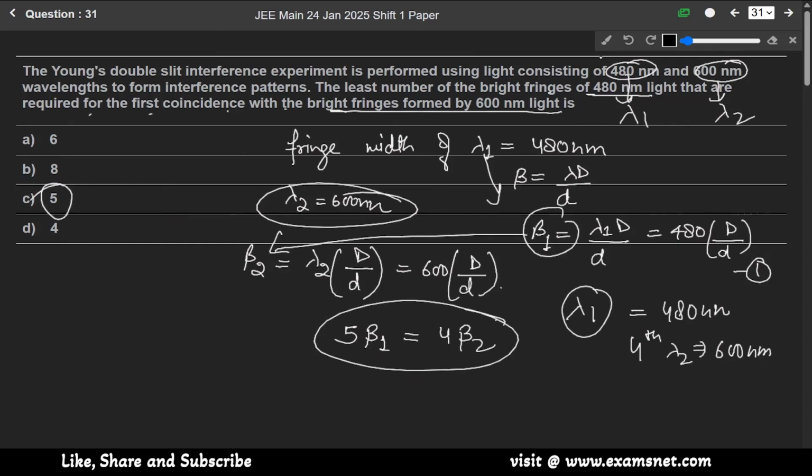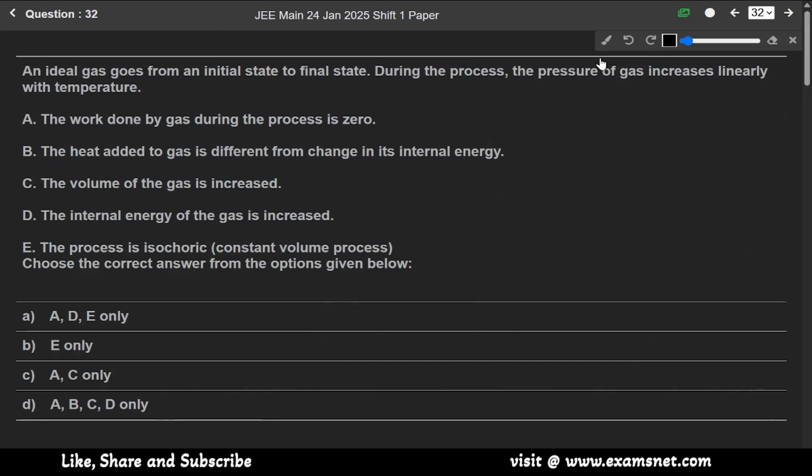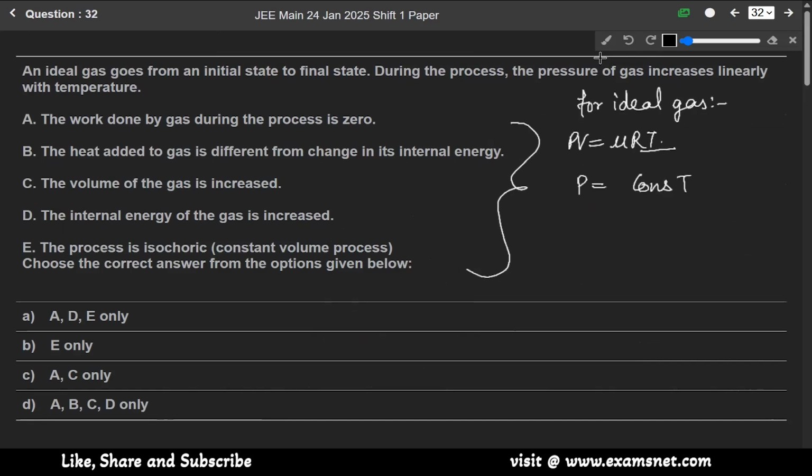Okay. Now next question 32. An ideal gas goes from an initial state to final state. During the process, the pressure of gas increases linearly with temperature. So we have to find among these which one is correct and which one is wrong. Okay, we know that for an ideal gas, PV equals to mu RT or nRT, whatever we say. So P is equals to constant times T. So P T to the power minus 1 is equals to constant. It means P by T is equals to constant.